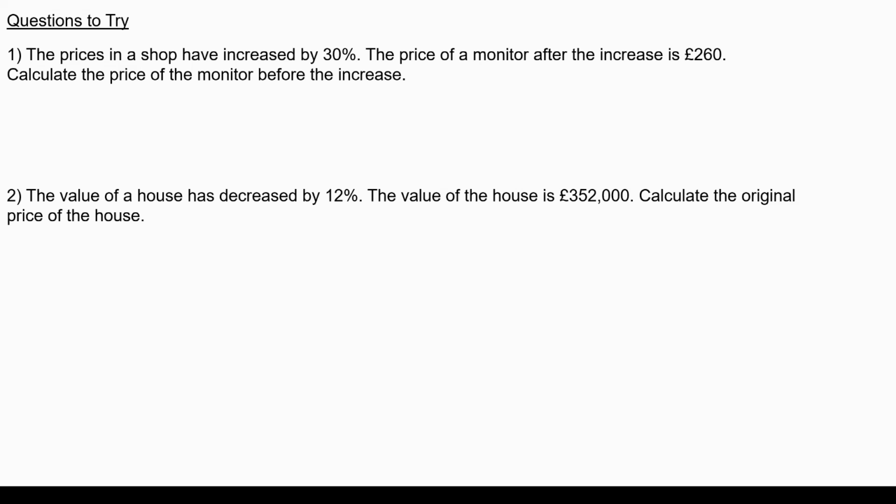Here are the answers. The first question, we have 130% because we've increased, and that's £260. To get to 10%, we could divide both sides by 13. 260 divided by 13 is going to be 20. We could then multiply both sides by 10 to get that 100% is 20 times 10, which is 200. So the monitor was originally £200.